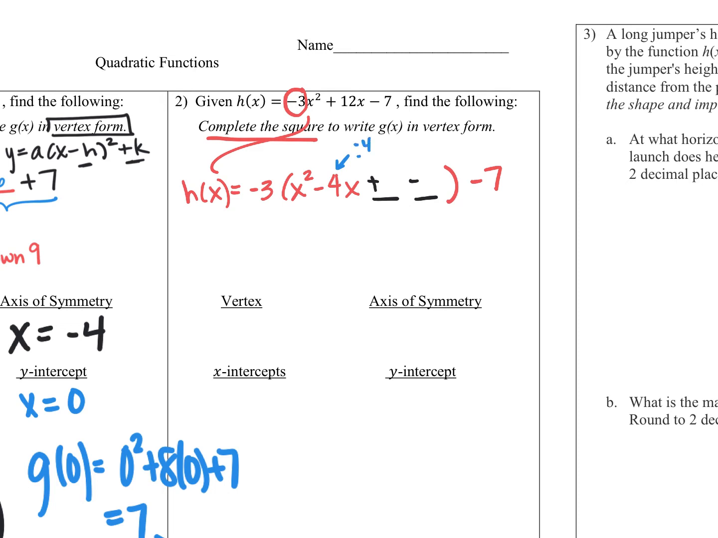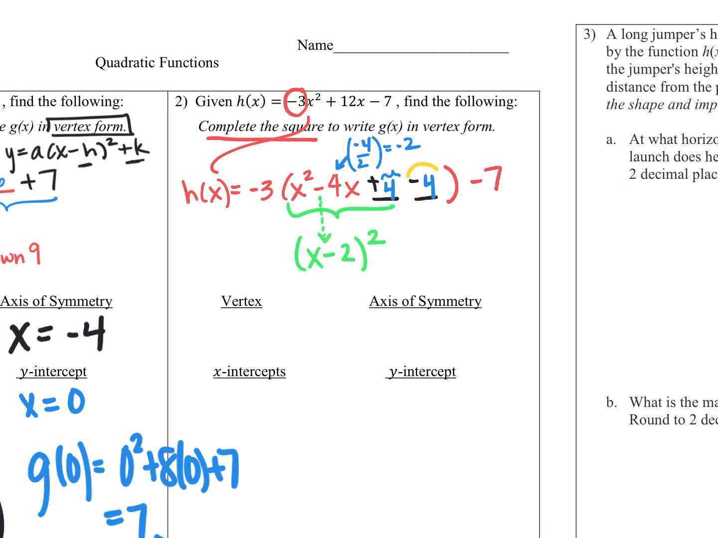Or you could actually take -4, divide by 2. We know that's -2. But then the number that we actually write down here is -2 squared, which is 4. And then minus that same 4. So the whole point in doing that was because those first three terms will now factor to that nice quantity squared. It'll be x minus 2. So make sure that you're noticing that.